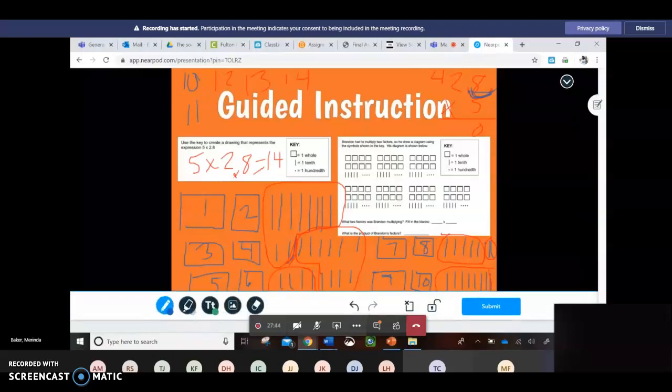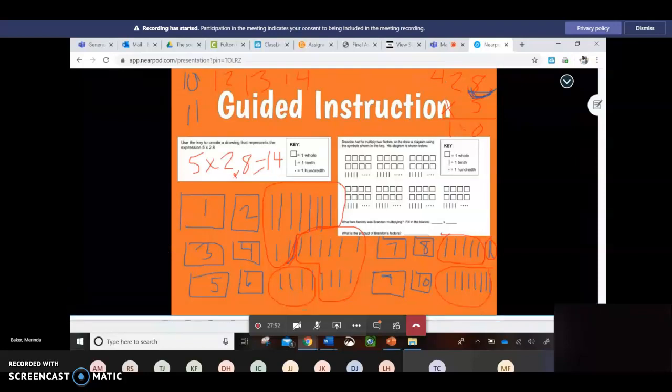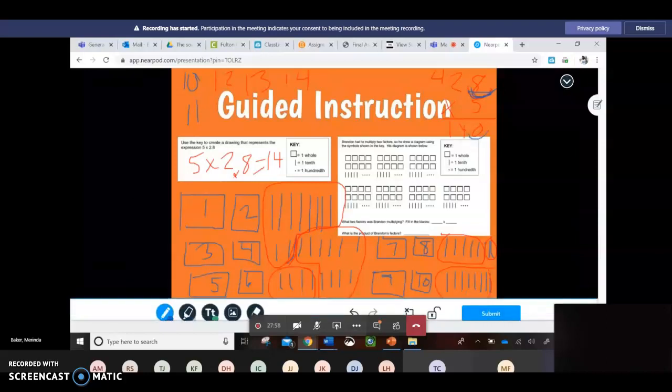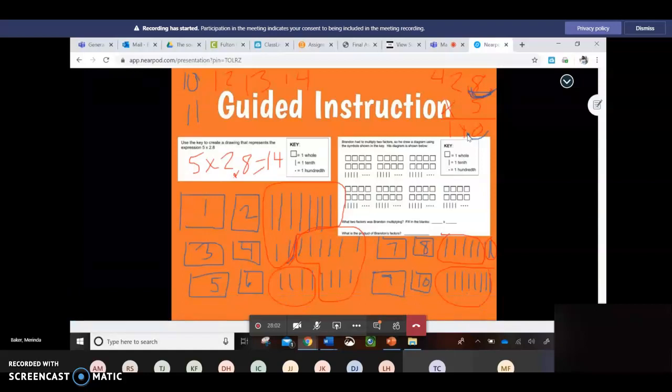8 times 5 equals 40. And then 2 times 5 equals 10. And then 10 plus 4 equals 14. But then I have to remember to come back and move my decimal over one time. So now my decimal is in between the 4 and the 1. And so that makes it 14 holes. So we got the exact same answer that we got from drawing the models. Okay?